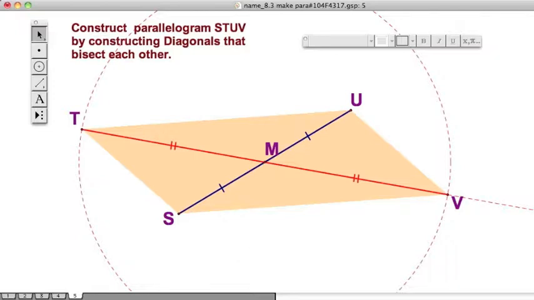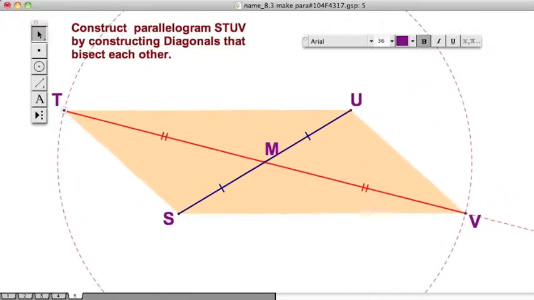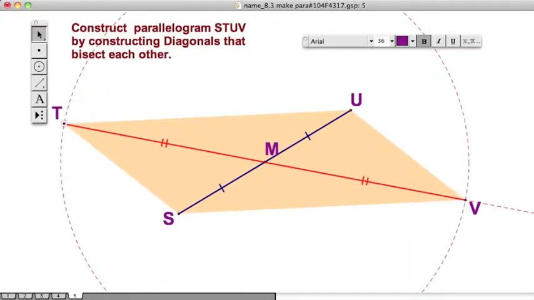And finally, we just did a quadrilateral with diagonals that bisect each other. And of course, every one of these quadrilaterals is a parallelogram. Well done, you've explored the 5 ways to make a parallelogram.